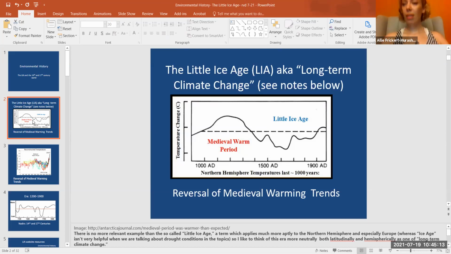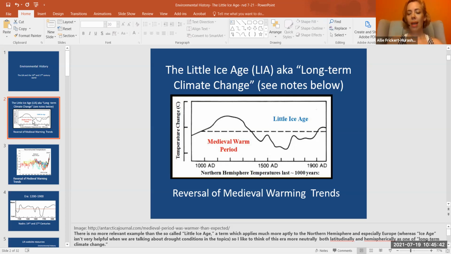So this is the typical name that you're going to find for it, the LIA, Little Ice Age, but it's not a great name because it's definitely Eurocentric. It reflects the changes that happened mostly in Europe. So that gets a little bit confusing because for most of the world, when we think about the Little Ice Age, we're not really talking about ice as in the expansion of glaciers and extremely long winters and things like that.